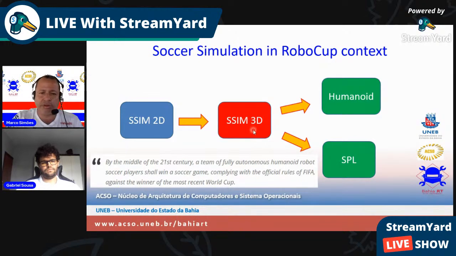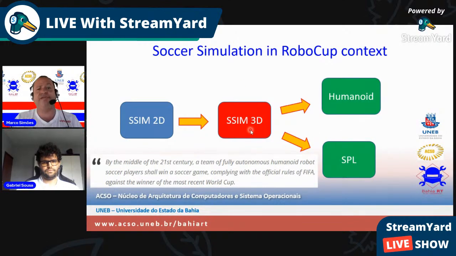So we can create new hardware models here and test these hardware models in the simulation for humanoid robots, and we can also test and enhance the strategy developed in 2D simulation. We have an intersection both with 2D simulation and with physical leagues.